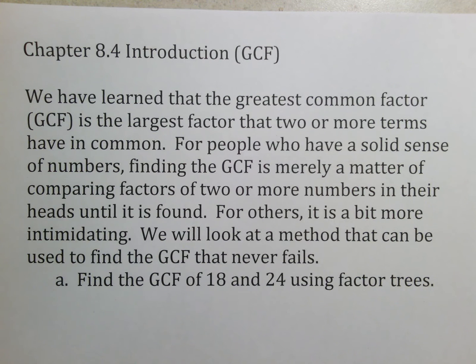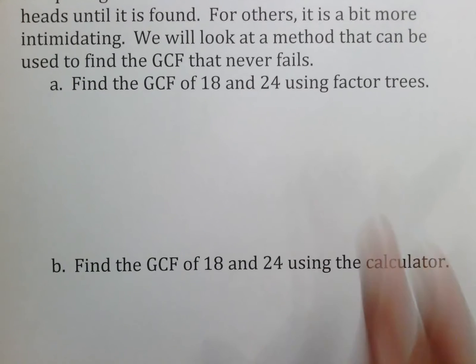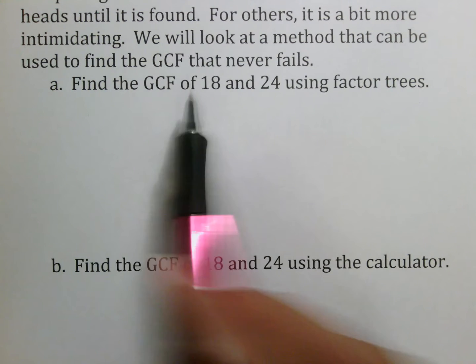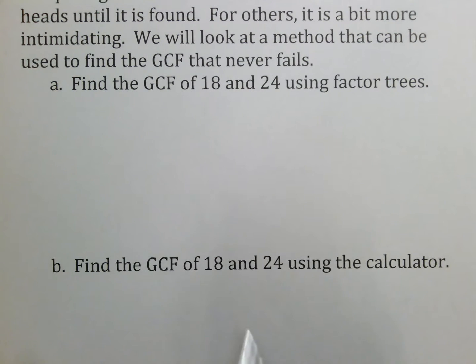For other students, it is a bit more intimidating. So what we're going to do is look at a method or methods that can be used to find the GCF that never fails, so that when you're asked to find the GCF on Monday, because you are going to be asked to do this, you at least have a strategy that works for you. So first thing we're going to do is find the GCF of two numbers using factor trees.